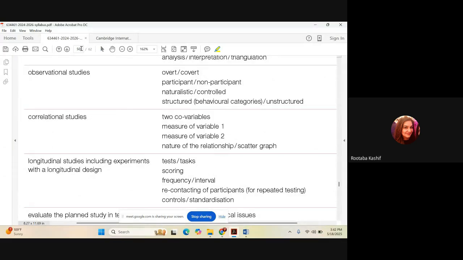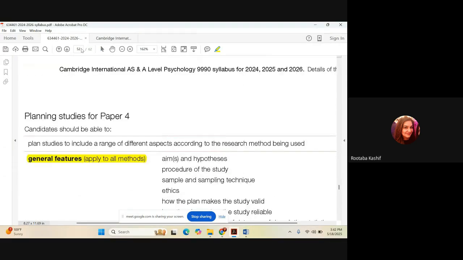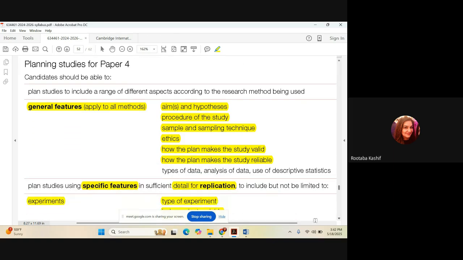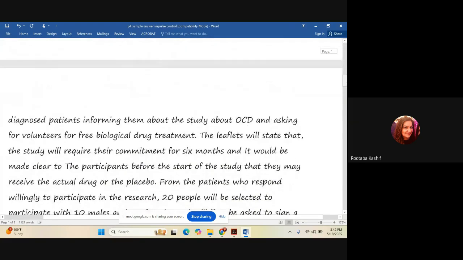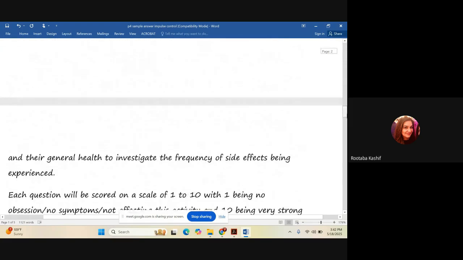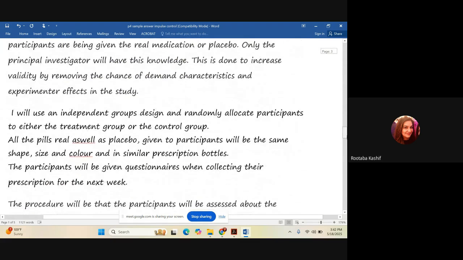And then if you look at general features, the aims were mentioned, hypothesis was mentioned, procedure is mentioned well, sample and sampling technique is mentioned, ethics also has been mentioned, validity and reliability, yes, has been addressed. Type of data. I think they did mention the type of data specifically, I think is not.